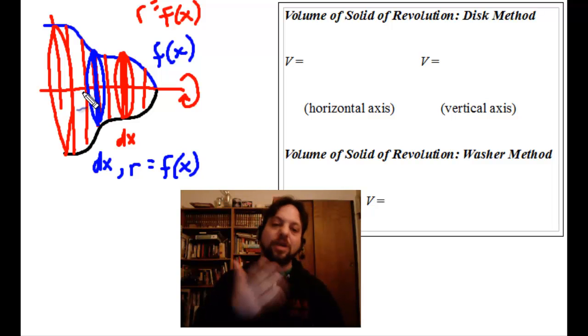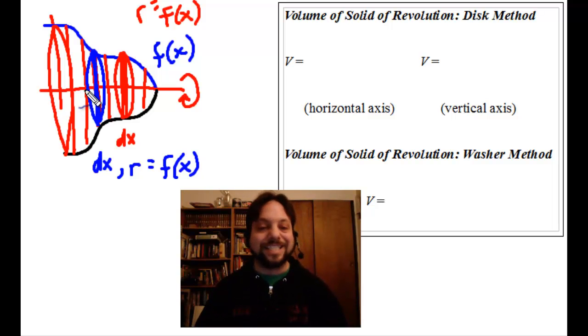So how's that going to help me? Well, what I'm really just finding is the area of each circle, and then adding all of them together throughout the interval that the solid exists on.